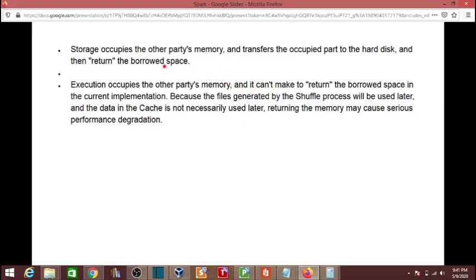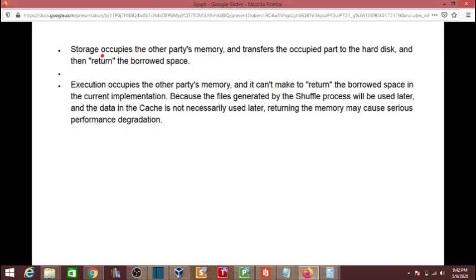not necessarily used later. Returning the memory may cause serious performance degradation. So what does it mean? Let's say the storage part borrows some space from the execution part, so it can return it if it is not used in the storage. Okay, let's say the storage part borrowed some space from the execution part, and if the storage part transfers data to the disk instead of memory, then it can return the borrowed part to the execution part.